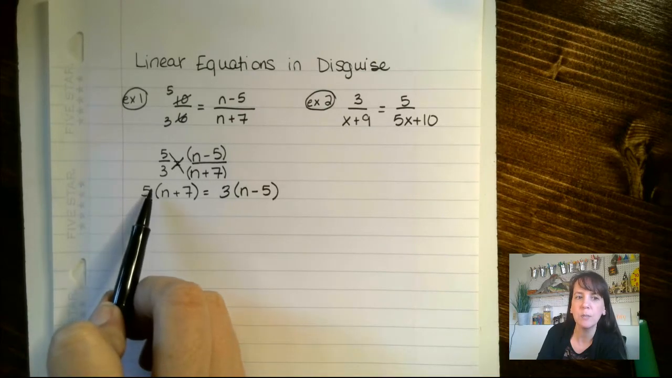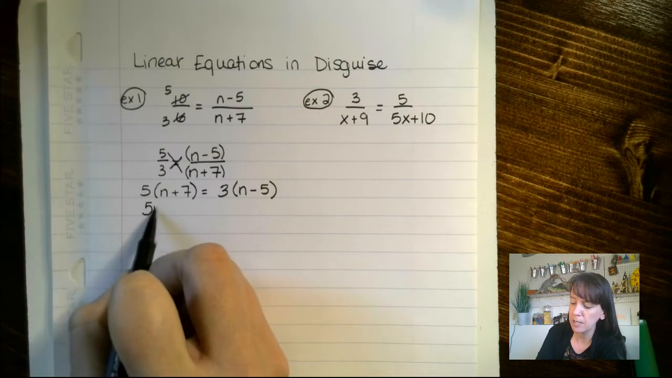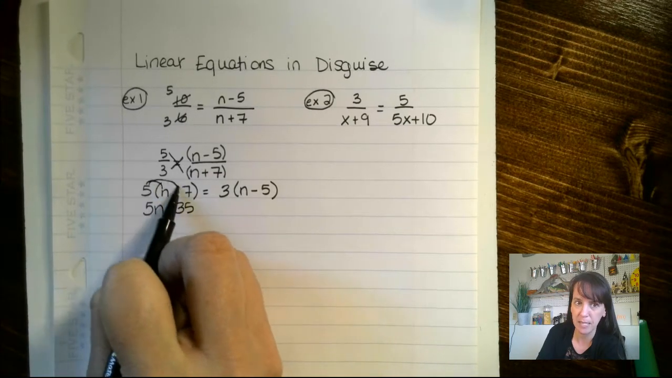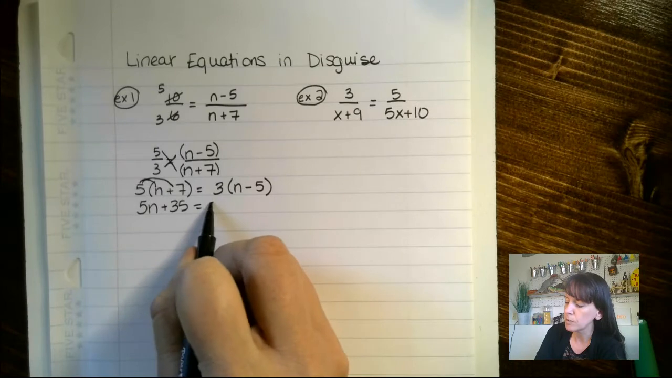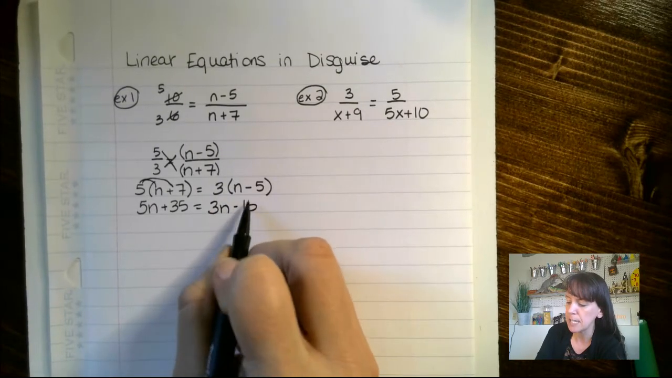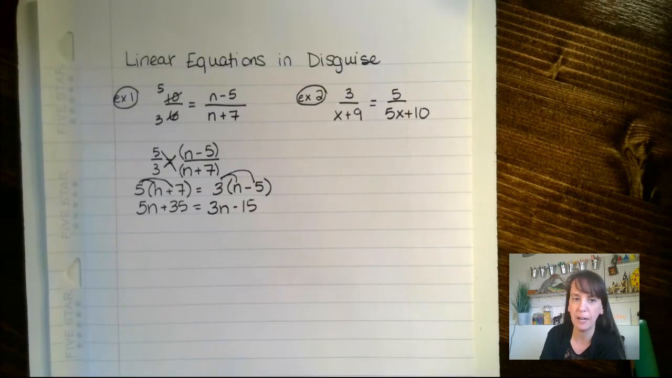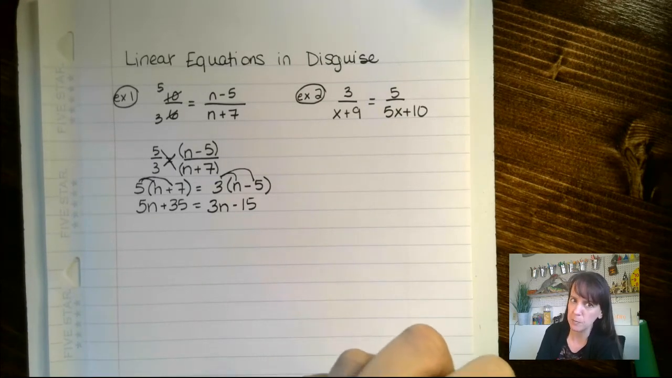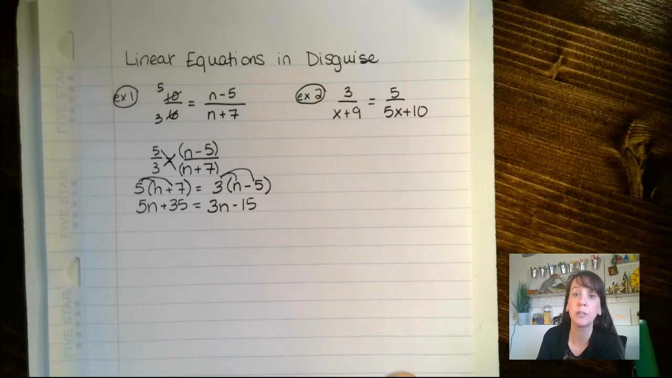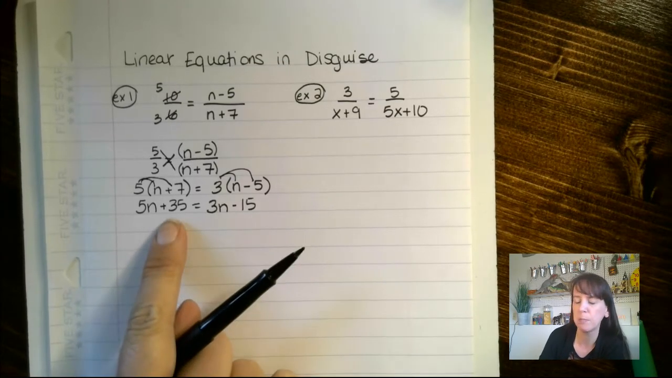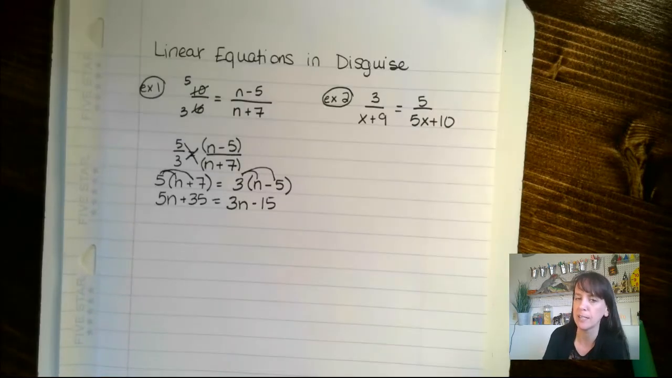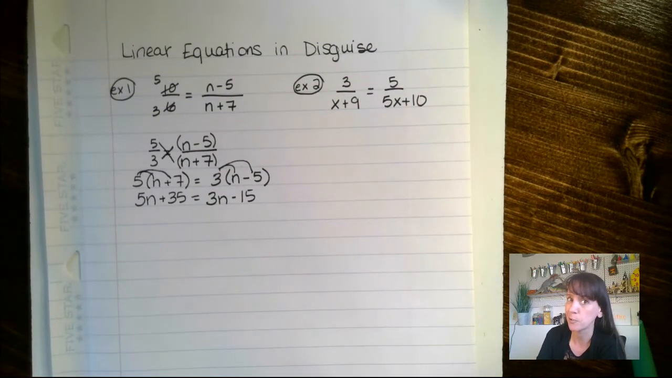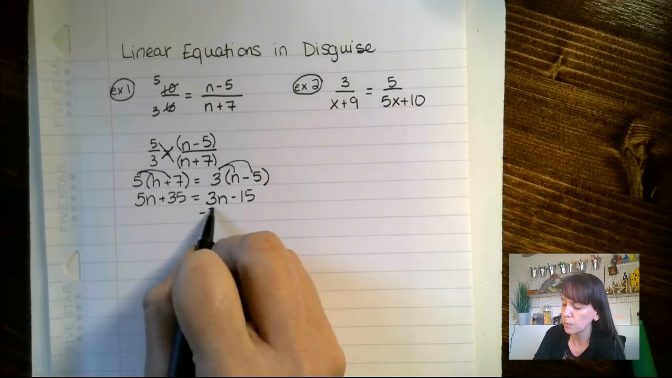Okay, now at this point it looks a little bit easier to manage, so let's do some distribution. 5n plus 35, as I'm multiplying 5 times n, 5 times 7, equals 3n minus 15. Again, distributing the 3 to the n and the 5. All right, now when you have variables on both sides, if you haven't heard me say this before, you are going to want to deal with your variables first. You're not wrong if you want to minus 35 from both sides, but it is much more helpful if you deal with your variables first, especially when your answer is 0. You'll be less confused.